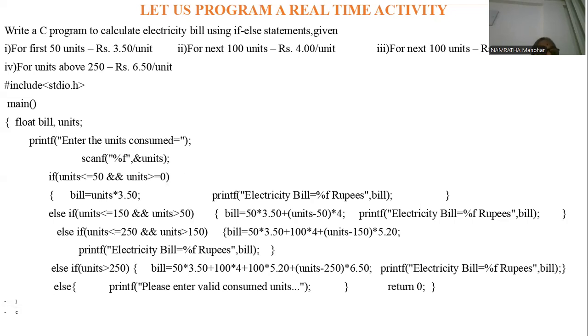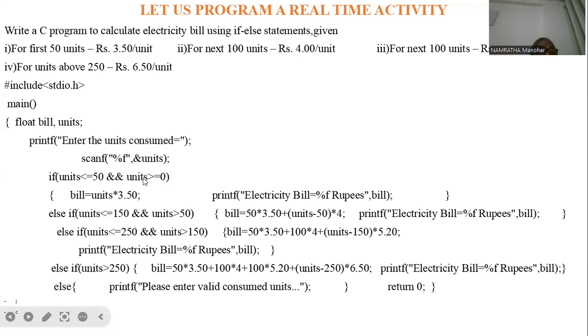Now, what would be the logic? Here we are using if-else statement. So here, first we should understand the question as I had explained. For the first 50 units, it is ₹3.50. So first accept the number of units consumed. After accepting the number of units consumed, if the units is less than or equal to 50 and it should be greater than or equal to 0.